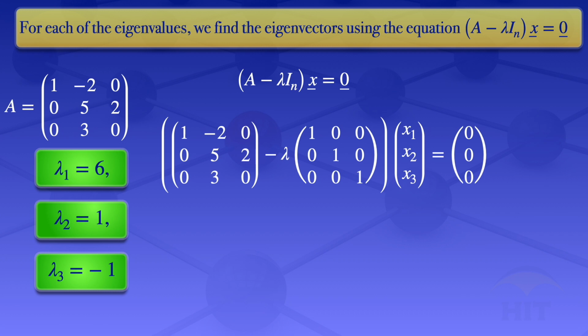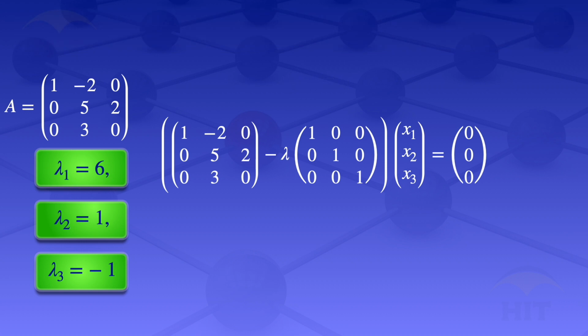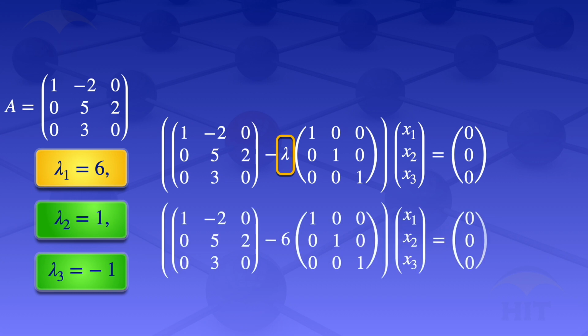So we have that equation, and we now go on and look at lambda equals 6. For lambda equals 6, we are substituting 6 where we have this lambda. When I substitute 6 there, we would have that matrix A minus 6 multiplied by the identity matrix, multiplied by the vector x, is equal to the 0 vector.